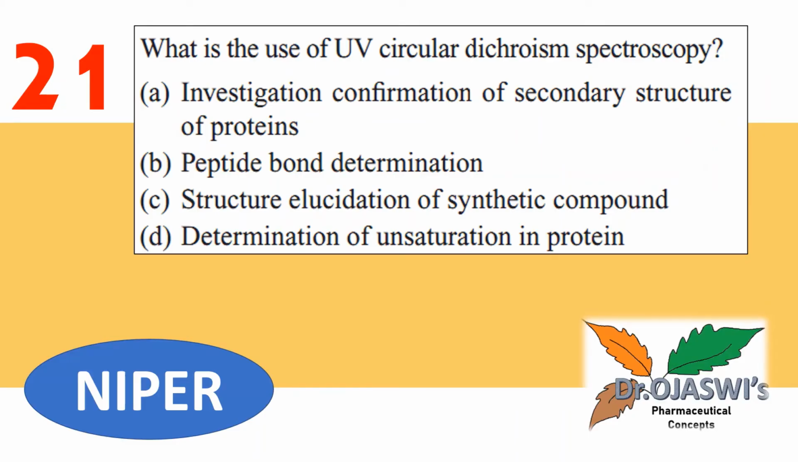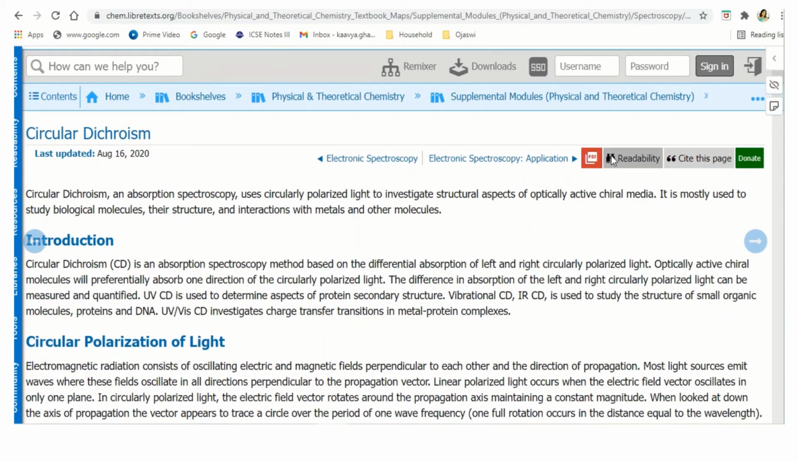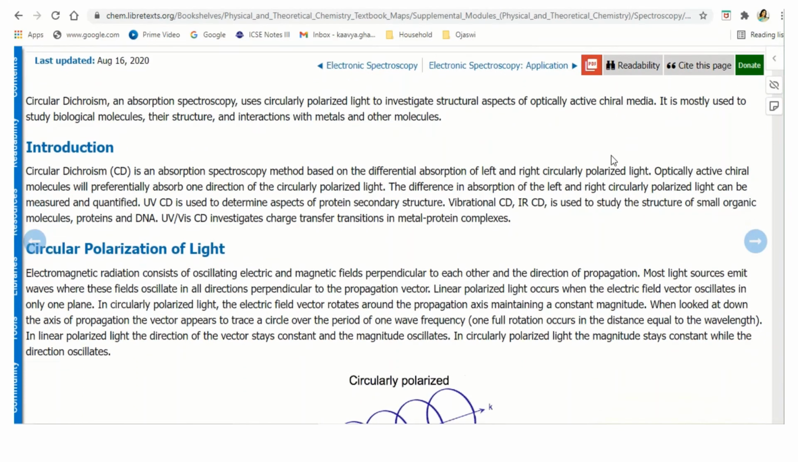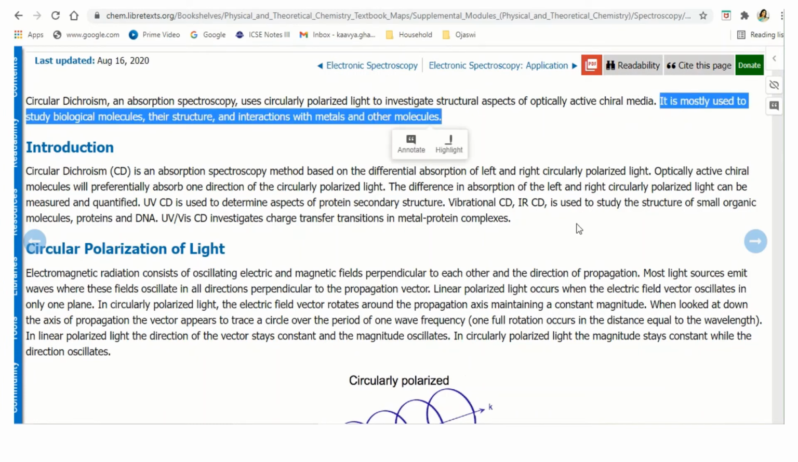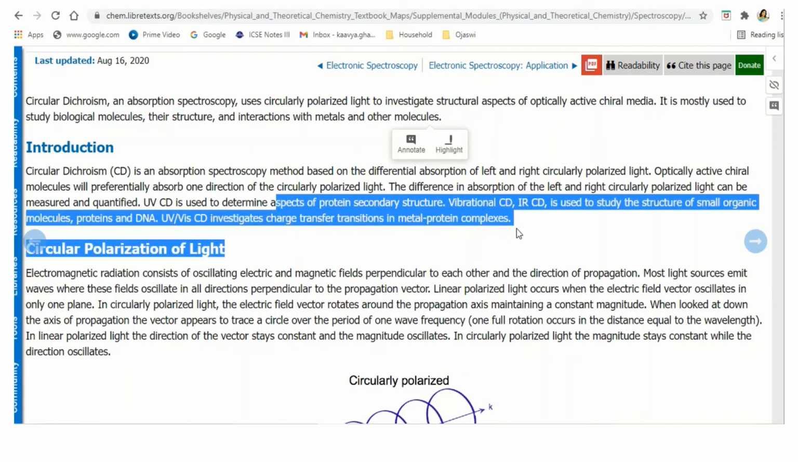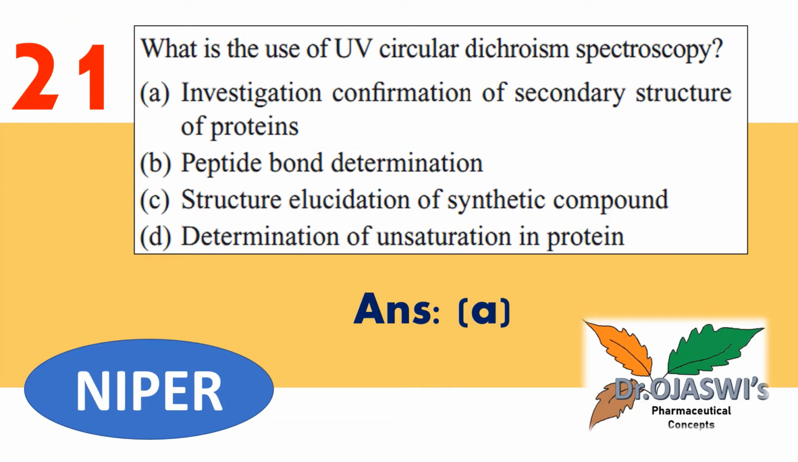What is the use of UV circular dichroism spectroscopy? I have found a very nice explanation for this particular topic on this site, which says circular dichroism is an absorption spectroscopy, and it uses circularly polarized light to investigate structural aspects of the optically active chiral medium. It also says that UVCD is used to determine aspects of protein secondary structures. So if you want to read more, you can go through this site. That is, investigation of the secondary structure of proteins is one of the uses of UV circular dichroism spectroscopy.